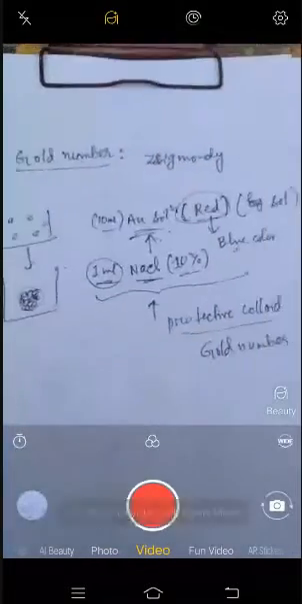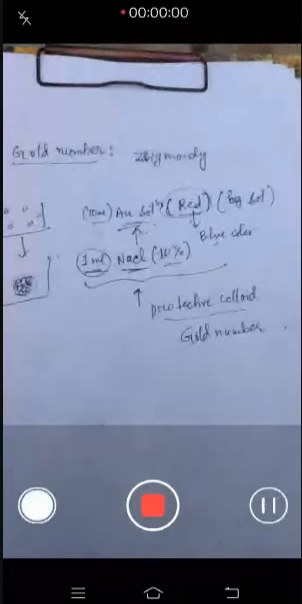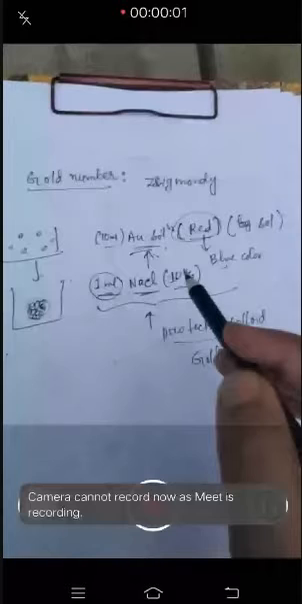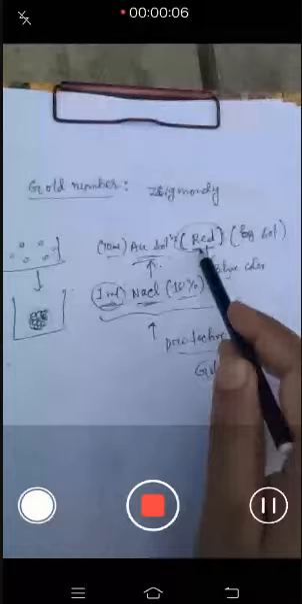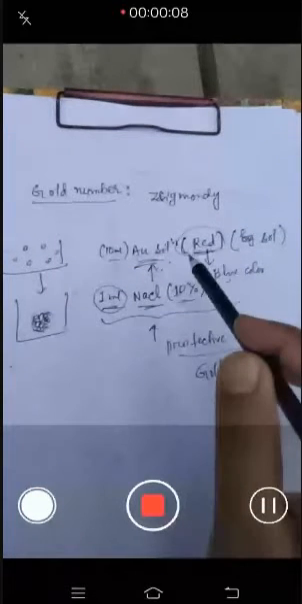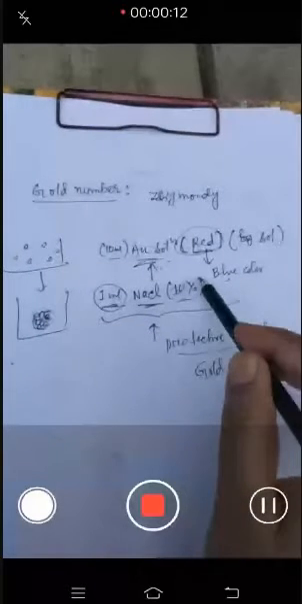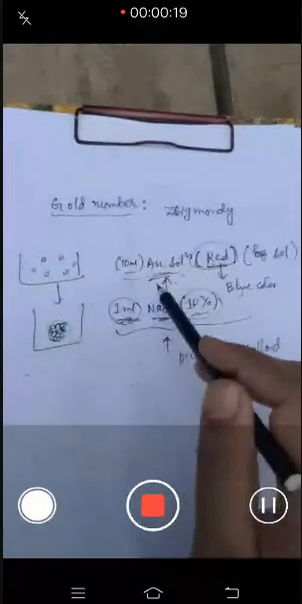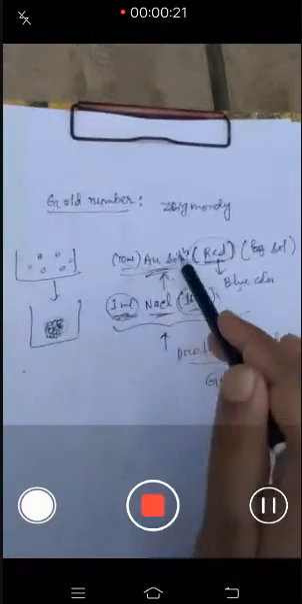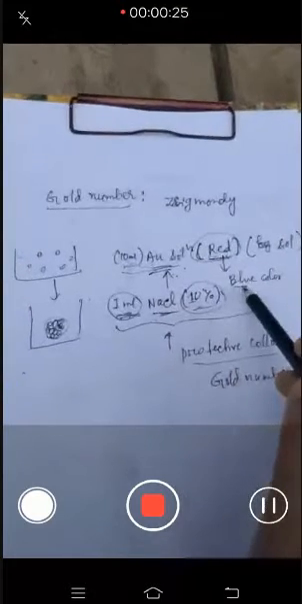Understand? What is gold number? First, you take the gold solution, and its color initially, that means your colloidal solution color, is red. When you add an external electrolyte, for example NaCl, whose concentration is 10%, and you take 1 ml of that, and gold solution you take 10 ml, 1 ml is sufficient for the aggregation of this gold solution. For the aggregation, the color changes from red to blue.